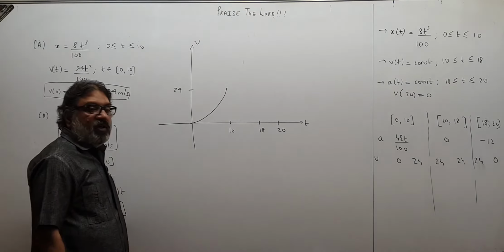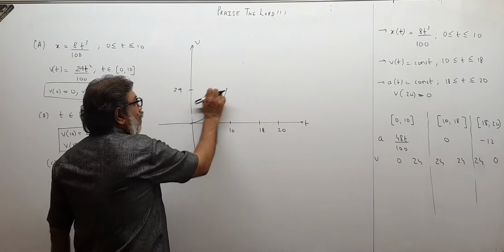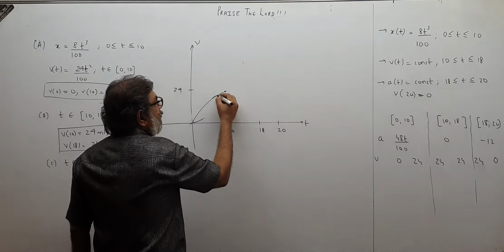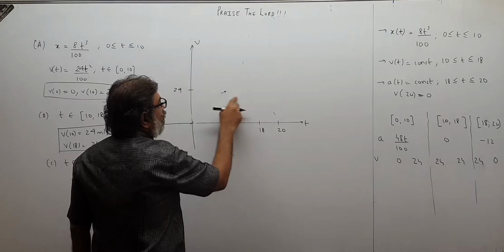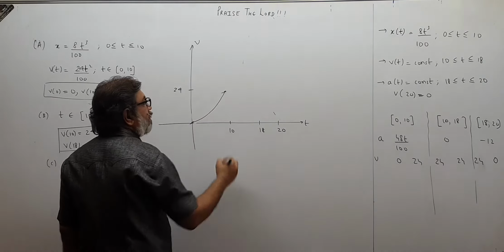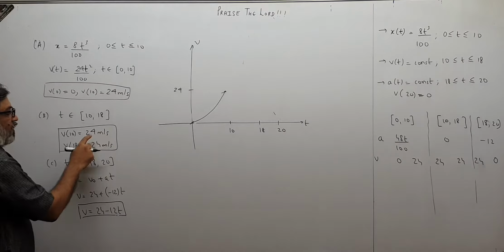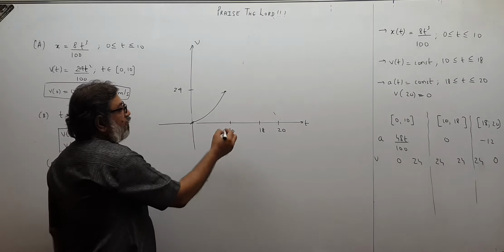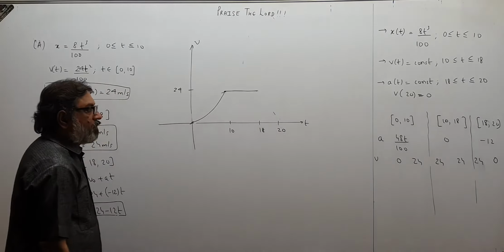And whenever the coefficient of x square is positive, your graph is upward opening, not downward opening. If you draw like this, then it becomes downward opening, see. So that will be wrong. So the graph should be upward opening, and therefore the graph should go like this for velocity versus time. For 10 to 18, your velocity remains 24. So 10 to 18 it will be 24. The graph goes like this for velocity.